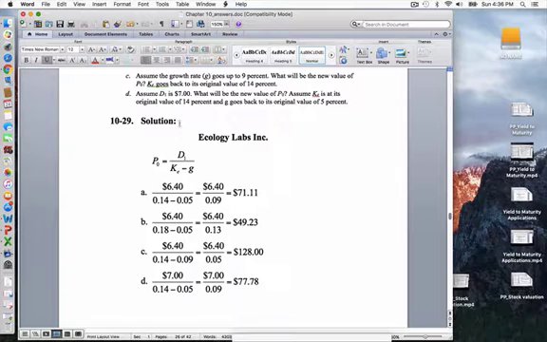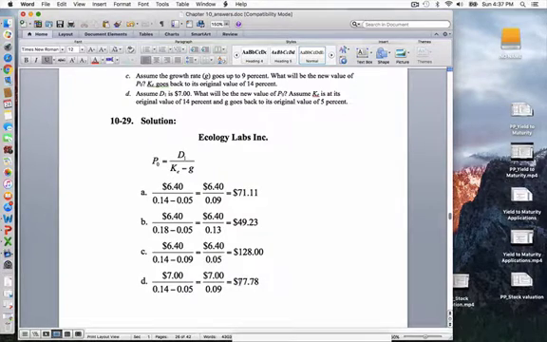And finally for D, now we start at a higher point. Instead of 6.40, we use a 7 dividend in the first year. Now everything else goes back to the original data, which means 14% required return, 5% growth rate, and it's a higher price.